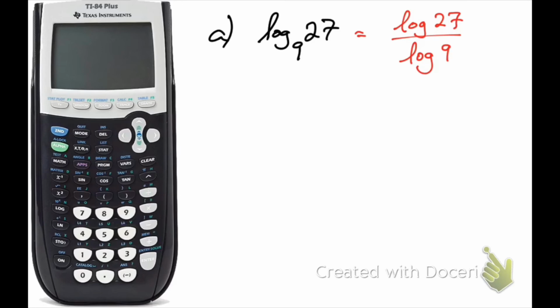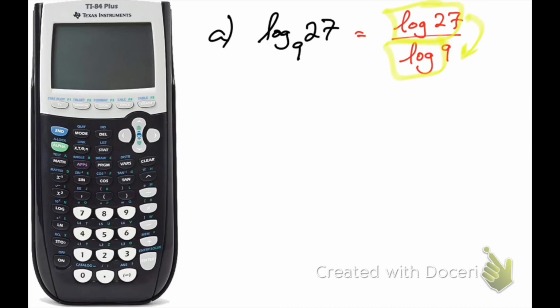Now, don't make the mistake, don't divide these. I see that mistake often. They'll reduce that and then solve it as a single logarithm. Don't make that mistake. You actually have to solve this logarithm and then solve the bottom. So I'm just going to do log of 27 and then divide it by log of 9. I'm going to enter all this into my calculator at once, but I'm still solving each logarithm individually and dividing the top by the bottom.